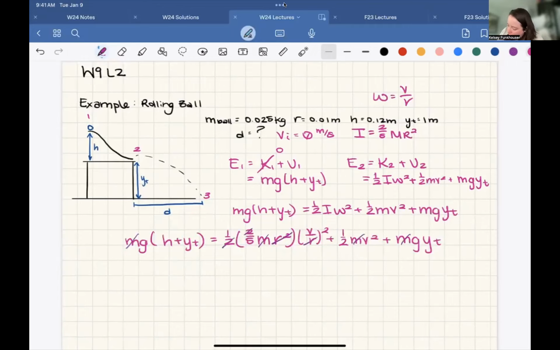Okay, let's take a look at what we've got. g times h plus yt equals 1/5 velocity squared plus 1/2 velocity squared plus g yt. So I guess I didn't tell you what I was doing, but if we want to know how far it gets from the table, we really need to know what velocity it launches with. And so that would be the velocity it leaves the table with. So that's what I'm trying to find.